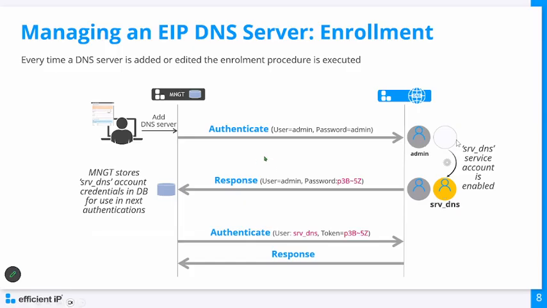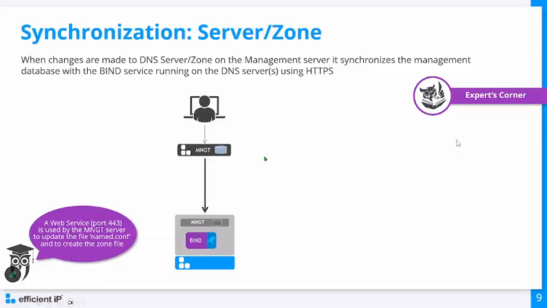Okay, good. Now, this is to show you the synchronization. Although it's transparent to you, it's good that you know what happened. Once you have added the remote DNS server to the management server, you can go to the management server and add a zone. You're going to add a zone to the remote DNS server from the management server.